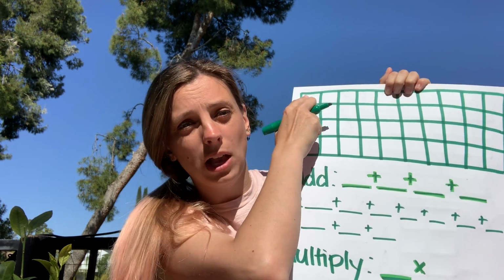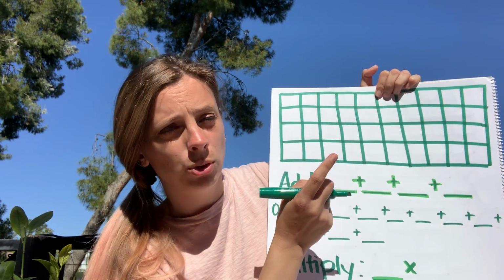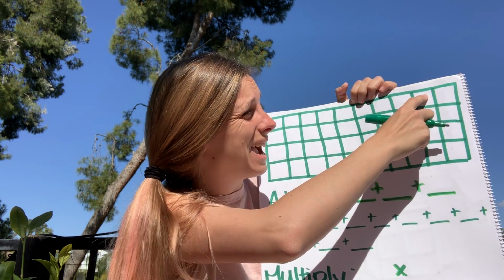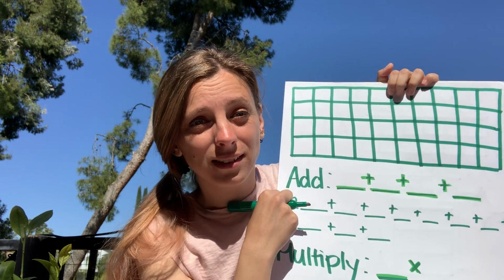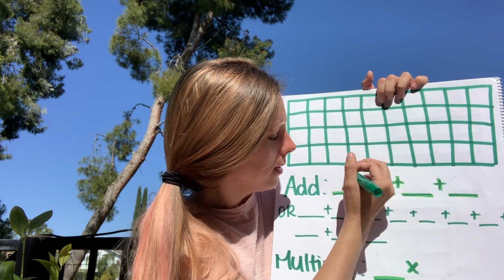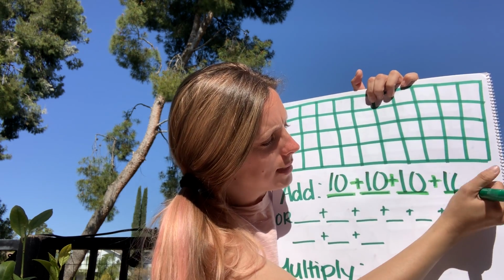So either I could count my columns or I could count my rows. So to count my rows, there are only 4 rows. So I would start 1, 2, 3, 4, 5, 6, 7, 8, 9, 10. So there are 10 unit squares in each row. So I would write 10 plus 10 plus 10 plus 10.